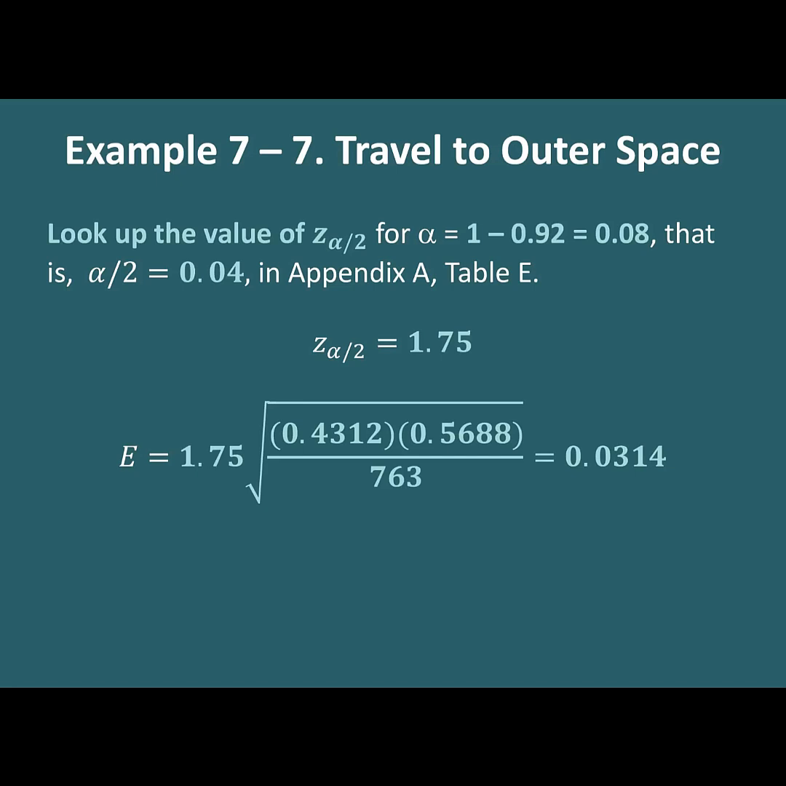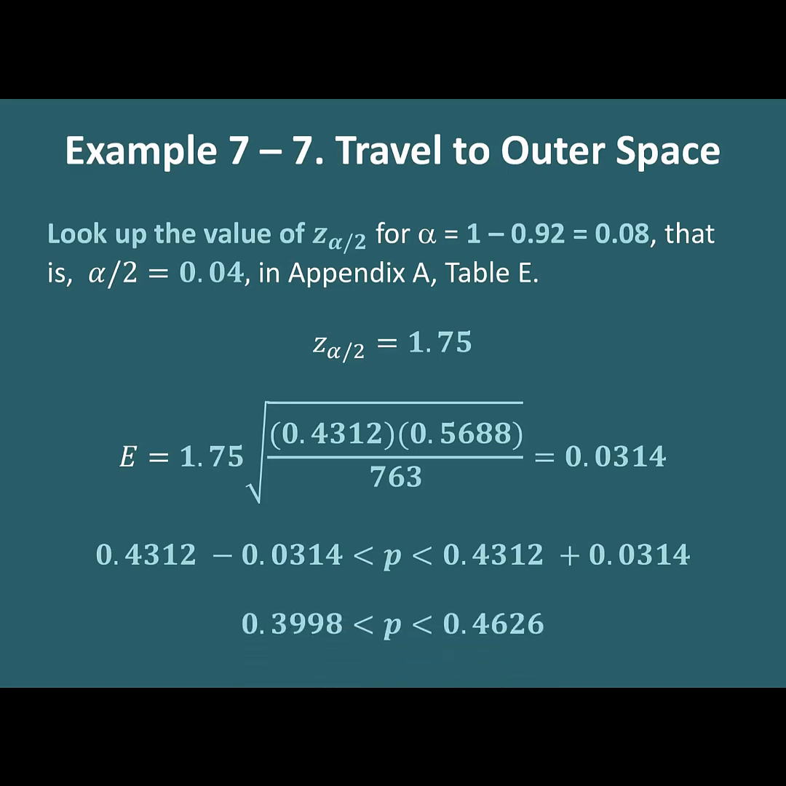This value for the margin of error is significant because now I'm going to go ahead and add and then subtract it from the p hat value we found earlier. This will give us our range of values for the population proportion, in this case 0.3998 up to 0.4626. And now we have estimated the true proportion of adults who would like to travel to outer space with 92% confidence.